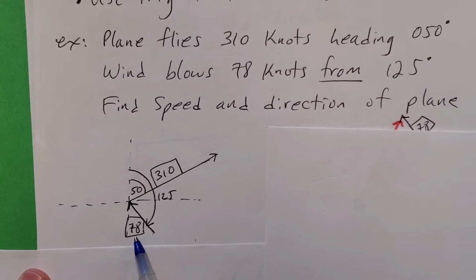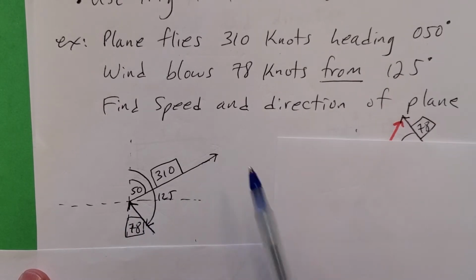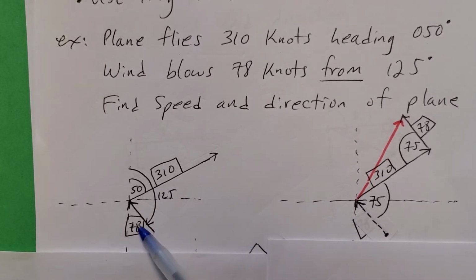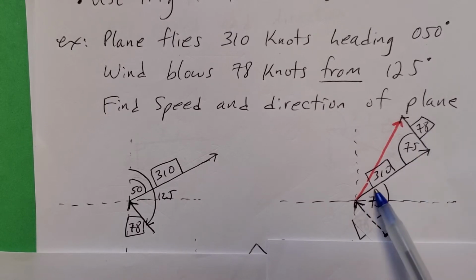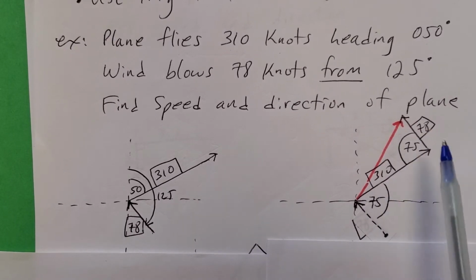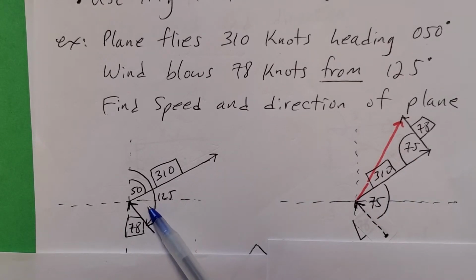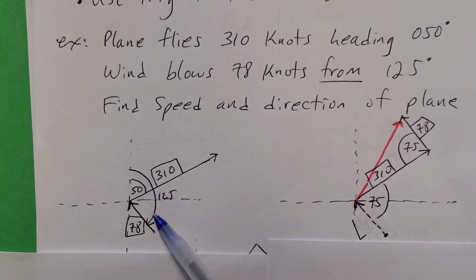So, and it's 78. Okay, now I want the resultant. So let me move this vector up here, right? So I moved it from here to here, right? So 78, 78, right? So how did I know this was 75, right? Well, I know this is 75 because this is 50, this is 125, so this must be 75 to make 125 with these angles together. So I know this was 75.